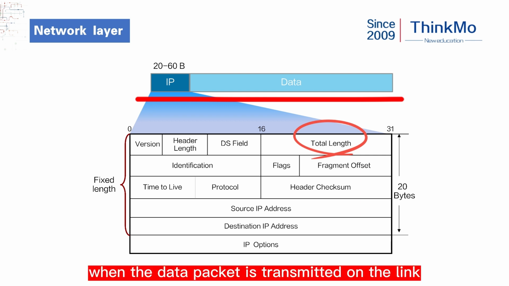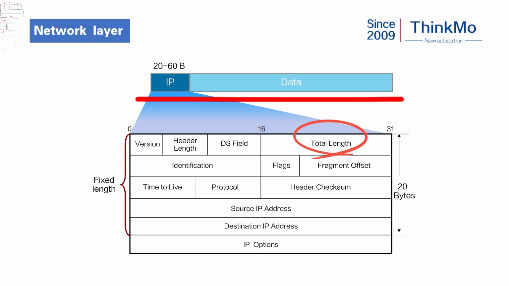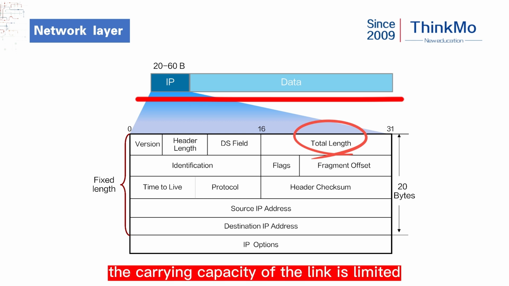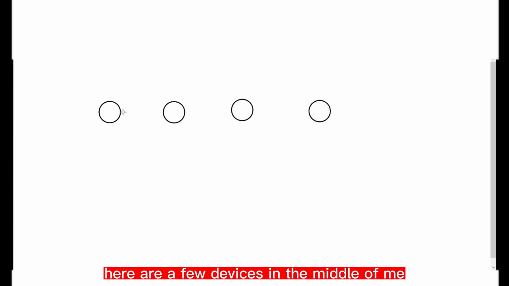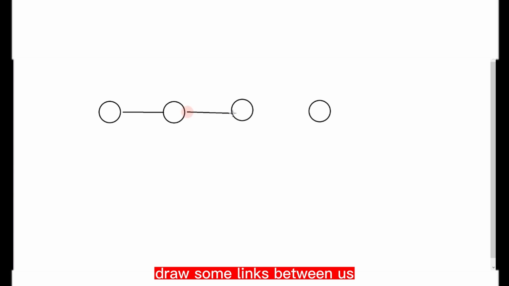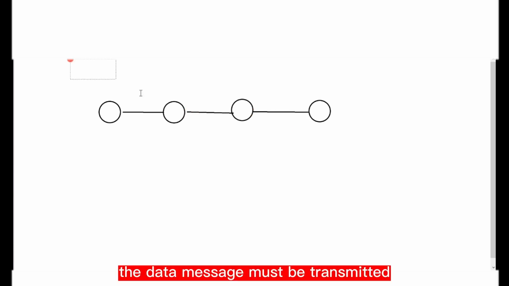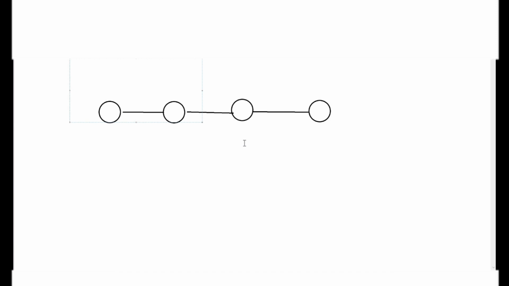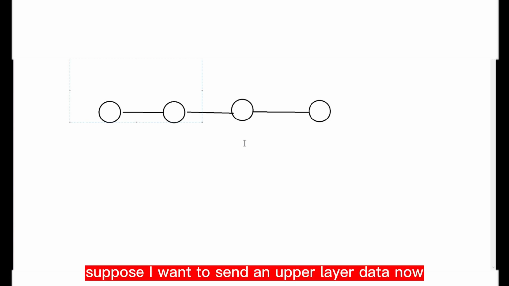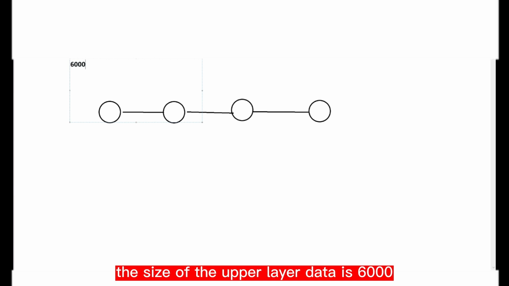When a data packet is transmitted on the link, the carrying capacity of the link is limited. Let's list an example. Here are a few devices in the middle, and I draw some links between us. Then the data message must be transmitted over these links. Suppose I want to send some upper layer data now. The size of the upper layer data is 6 kilobytes.